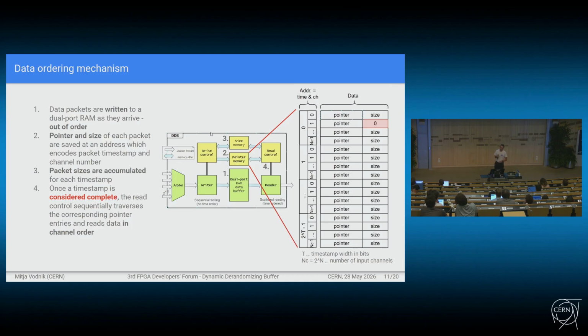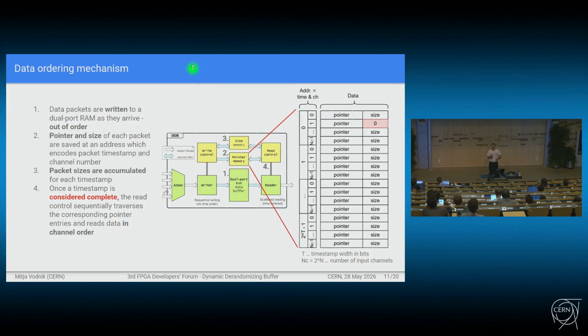So a bit about the ordering mechanism. First of all, we have an arbiter that selects between the inputs. So we work with one input at a time. Then the writer writes it to a dual port RAM in the order as they arrive. So we will have scattered data inside the data buffer. We write the pointers to each input packet and their sizes to a separate dual port RAM. And also we aggregate the packet sizes into another RAM.